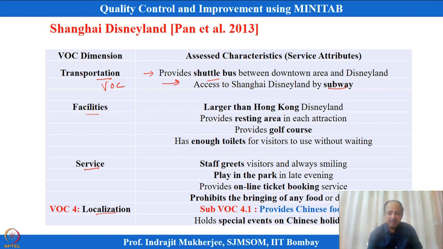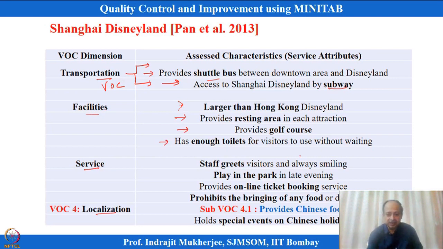So, similarly, these are the two dimensions over here. Within transportation, there are two voices over here, we can think of sub voices: one is providing a shuttle, another one is subways. Similarly, in facilities, it should be larger than Hong Kong, there should be rest areas, golf courses, and enough toilets. These are the facilities, and these are the sub voices we can think of. So, this is one sub voice, this is second, this is third, and this is fourth over here.